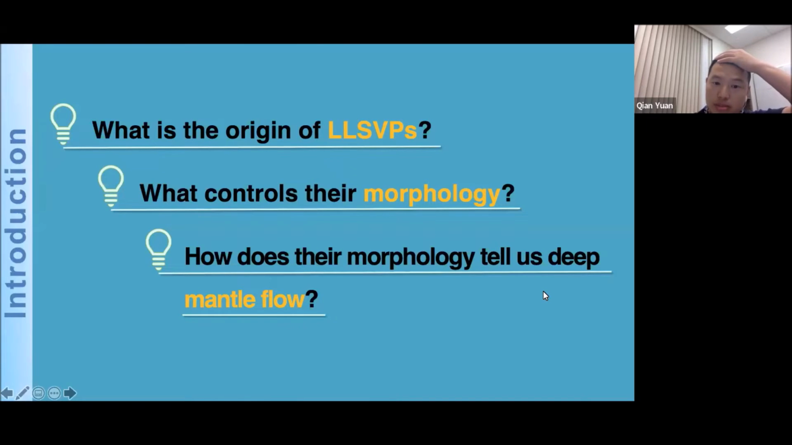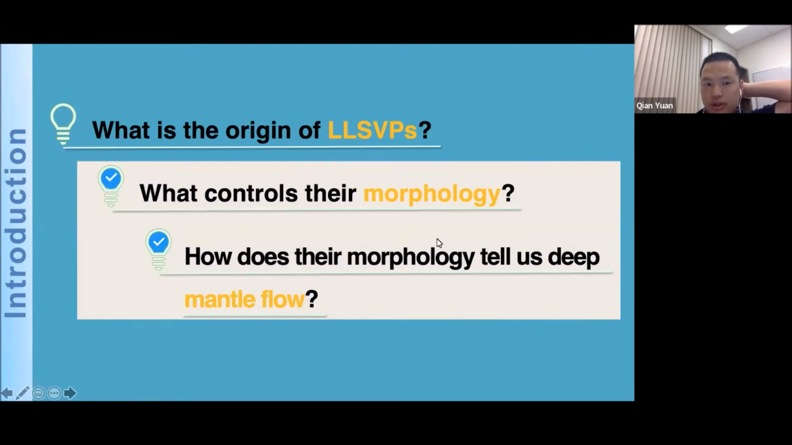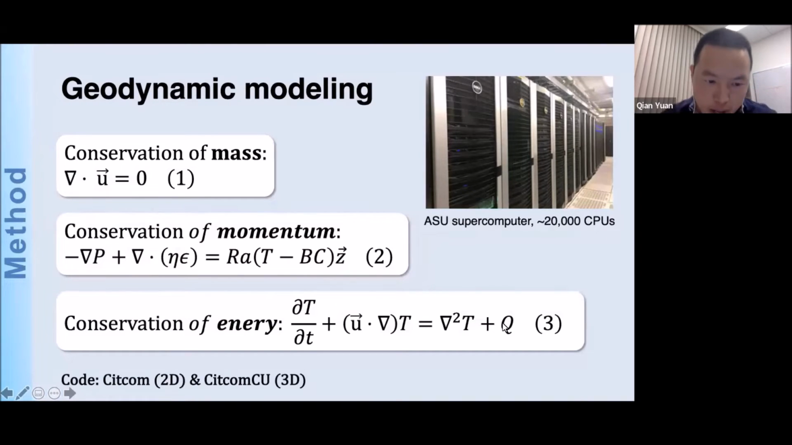So in this main presentation, I will focus on two parts. First, what controls their morphology, and then how does their morphology tell us about deep mantle flow? As Luke introduced, I'm a geodynamicist. I use mantle convection simulations to study how Earth's mantle convects. We use supercomputers to solve the three most important equations in our field: conservation of mass, conservation of momentum, and conservation of energy. The codes I use are mostly CitcomS in 2D, and CitcomCU for 3D.